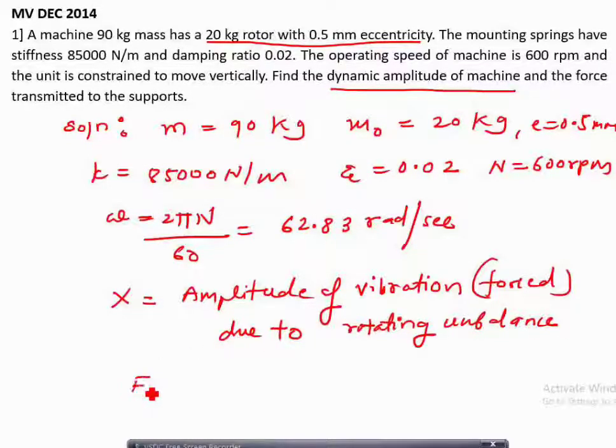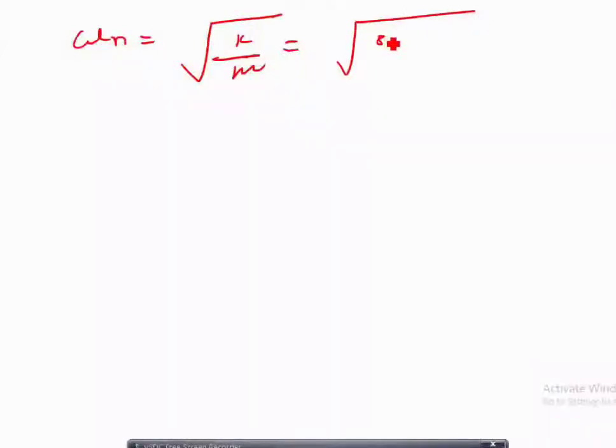This is the first step, and secondly they have asked you to find Ft, that is the force transmitted to the support or the foundation, right? So we have to combine this problem of forced vibration due to rotating unbalance with vibration isolation and force transmissibility. First of all, let us find omega n, which is equal to square root of k upon m. So k is 85,000 divided by m, which is 90 kg. So omega n is 30.73 radian per second.